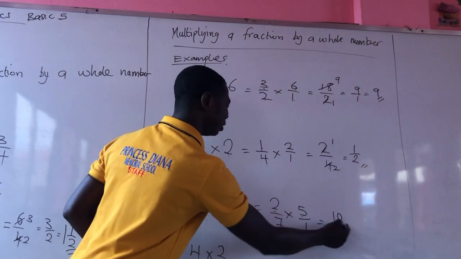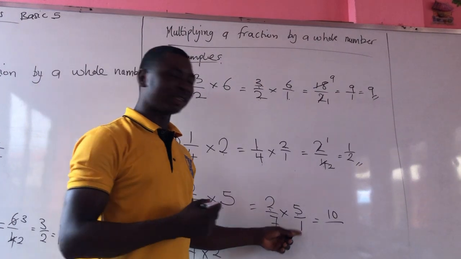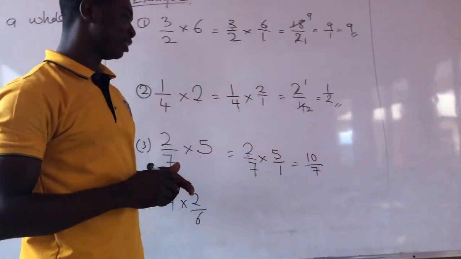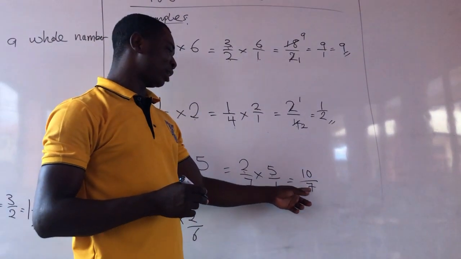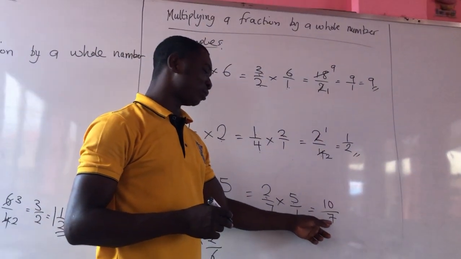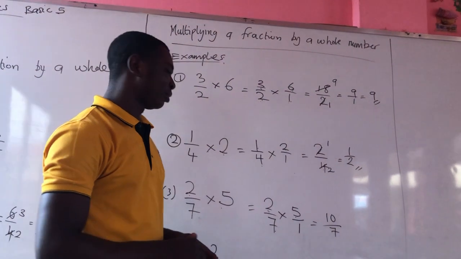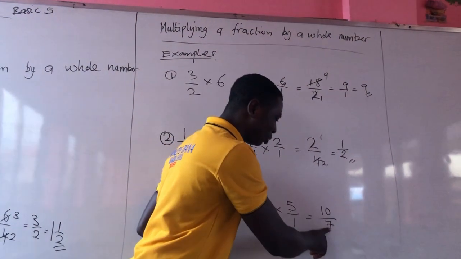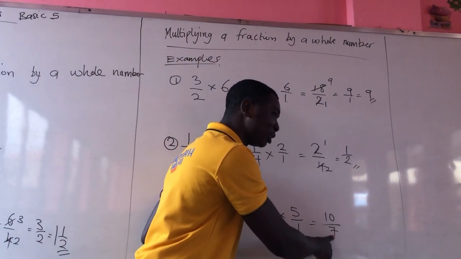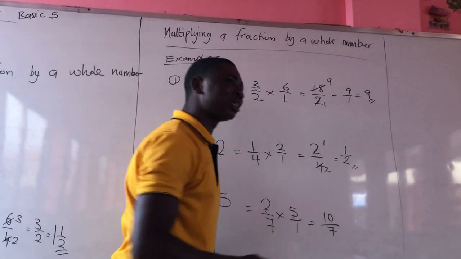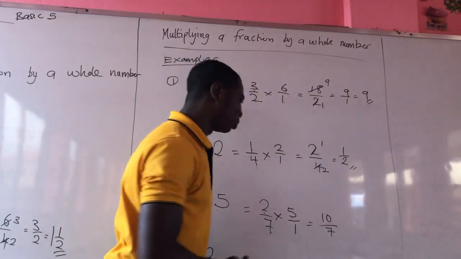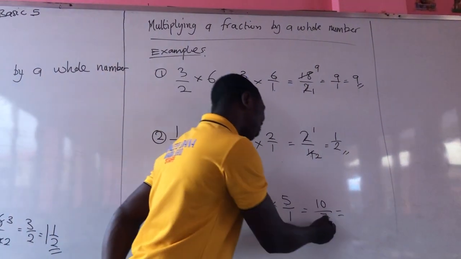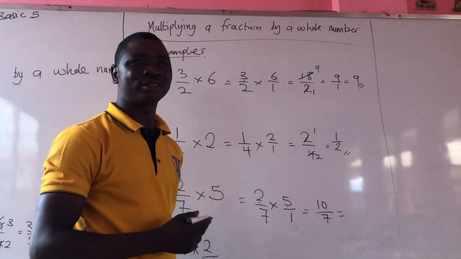Good. 7 times 1 will also give us 7. So 10 out of 7, or 10 on 7. So what should we do? 7 is small, which is the denominator, and 10 is too much. So what should we do? We should now change it to what? Mixed fraction. So 7 will go into 10 how many times?